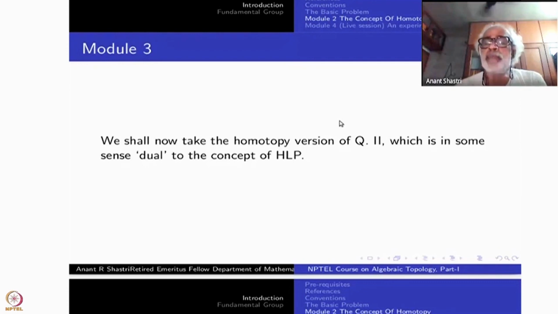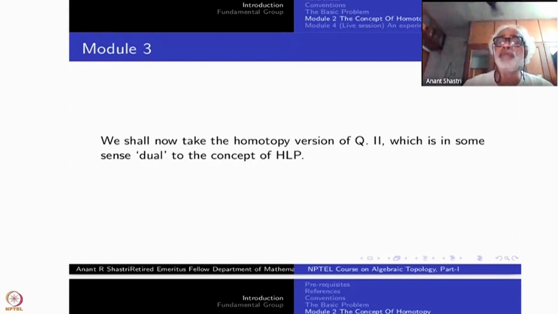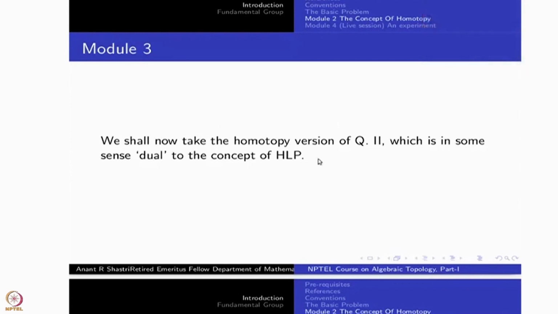Similar to that, somewhat dual to it is question number 2, which we now want to put in homotopy theory. The homotopy theoretic version of the same problem, question number 2, the extension problem. Remember, in the extension problem, very closely associated was the quotient problem, the factorization problem, which was very easy set theoretically. So we are taking only the extension problem here.